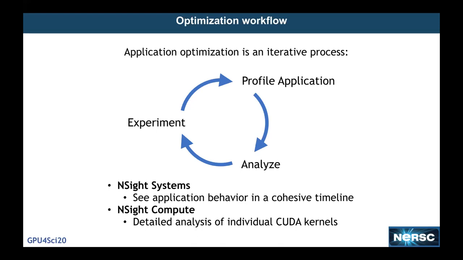Two tools that can really help you with these two steps, profiling your application to collect data and then analyzing it, are Nsight Systems and Nsight Compute. The tools have different scopes. Nsight Systems can give you a cohesive picture of how your application is interacting with various system resources available to it. And Nsight Compute is more like a targeted analysis tool that can give you specific performance metrics after you've identified a kernel that you would like to optimize and work on further.